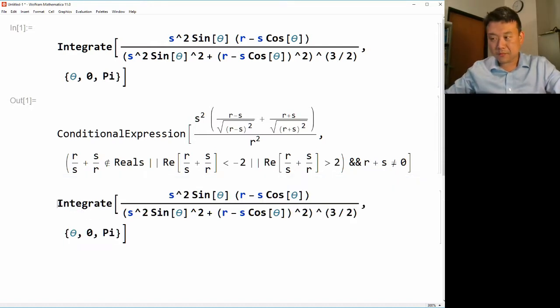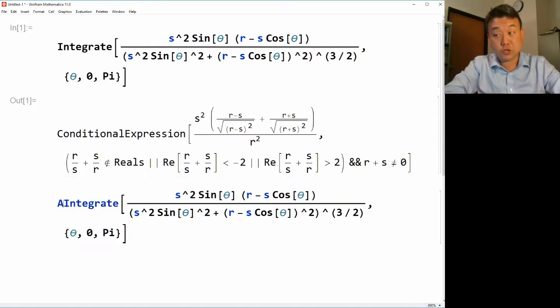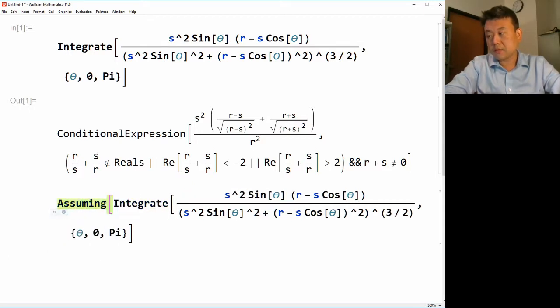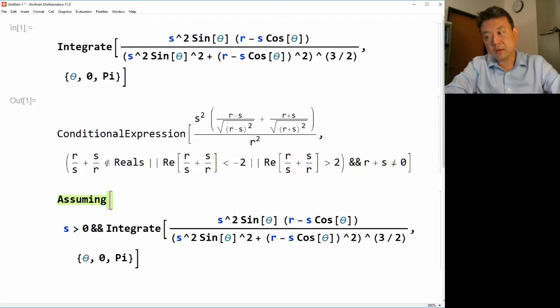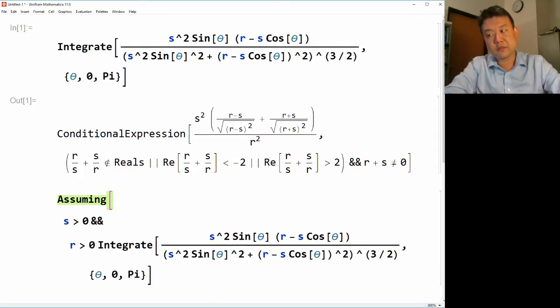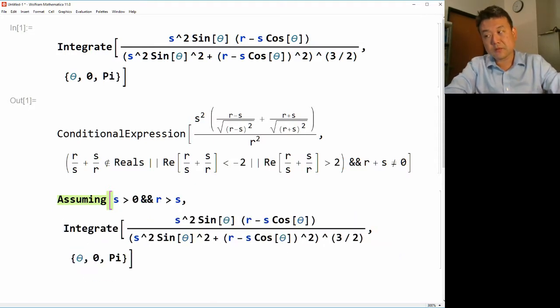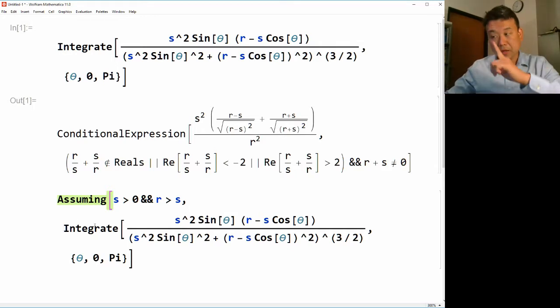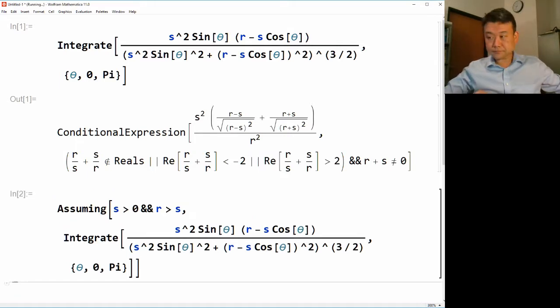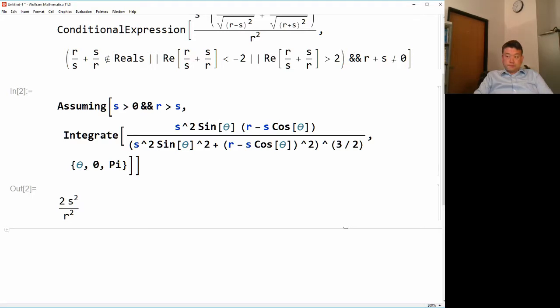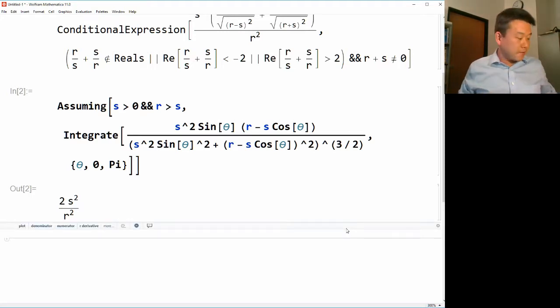Same integrate, but this time I'm going to tell Mathematica to assume that S is greater than 0, and R is always greater than S, because it's outside the sphere. Okay, assuming that, do the calculation again. Hopefully this time it won't take quite as long. All right, so we get our answer after only about 30 seconds. So all right, that's our answer.